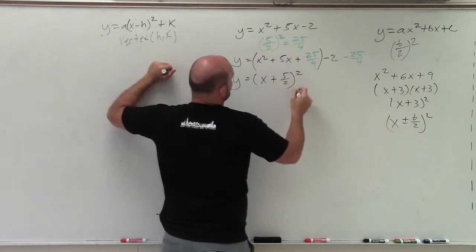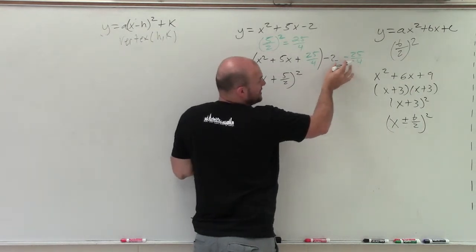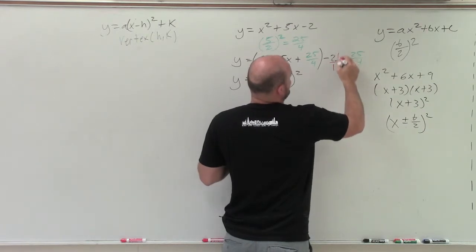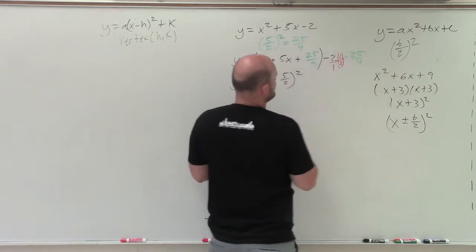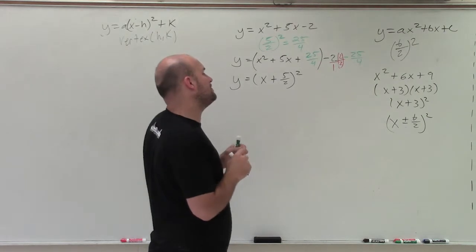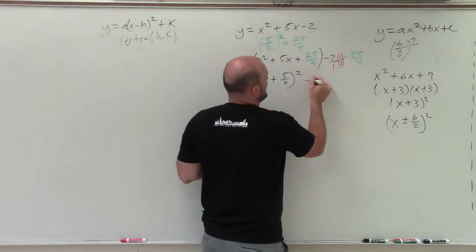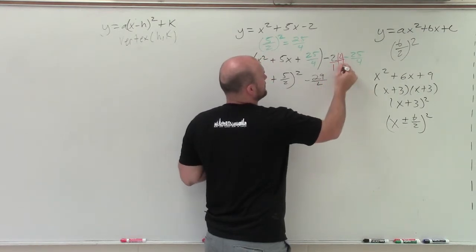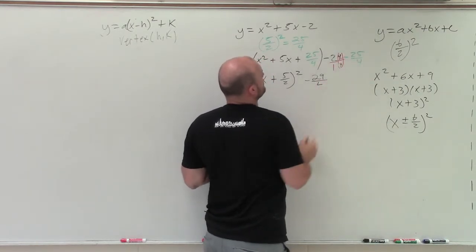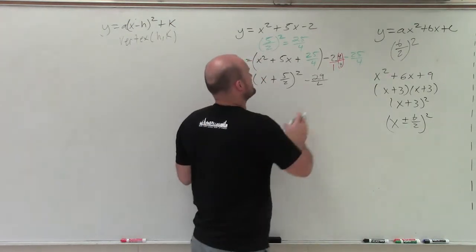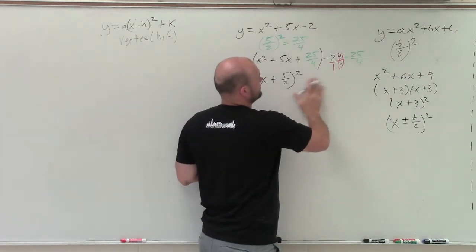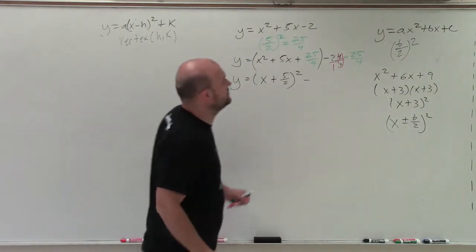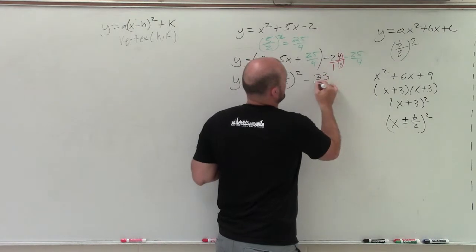Now I do need to combine these two constants, so I need common denominators. Remember, the 2 is 2 over 1, so I'll multiply by 4 over 4. That gives negative 8. So negative 8 minus 25 is going to be negative 33 over 4.